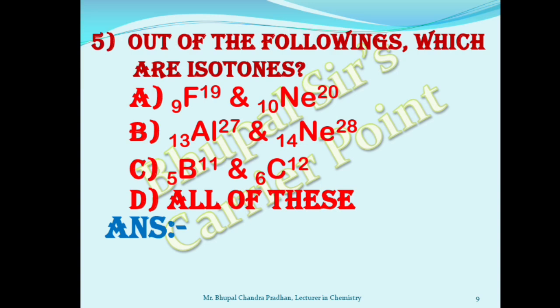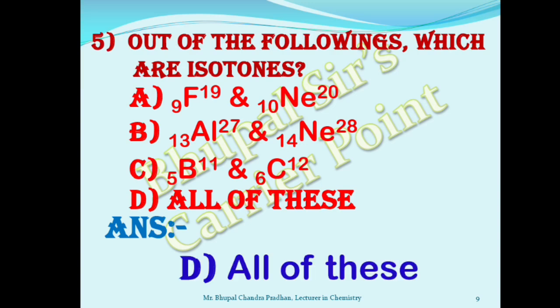In case of option C, boron contains 6 neutrons. In case of carbon, it also contains 6 neutrons. So in option A, both the pairs are isotones. In case of option B, both the pairs are isotones. In case of option C, both pairs are isotones. So the correct answer is option D, that is all of these. Out of the following, all are the examples of isotones.